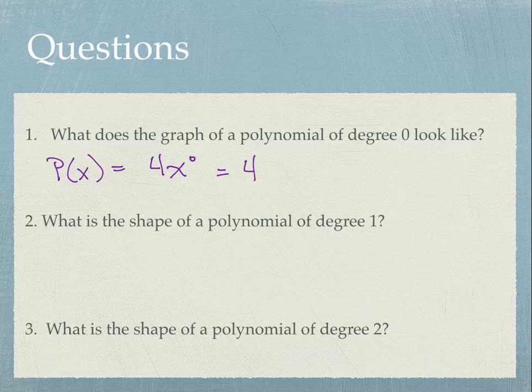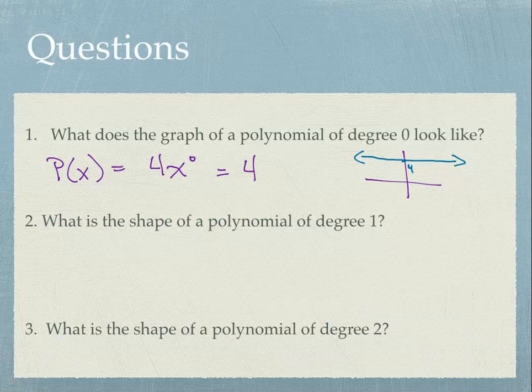If you have a graph that is just one number, we say that that's a constant graph. It's saying all the y values are 4. So this is the same as a horizontal line, and this horizontal line would be at y equals 4. But if I had p of x equals 7, then this horizontal line would be at 7. A constant polynomial is a horizontal line.